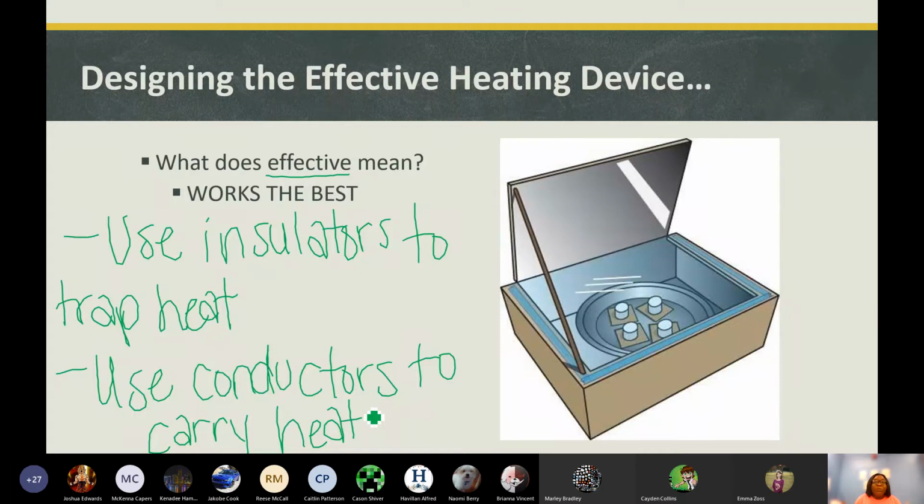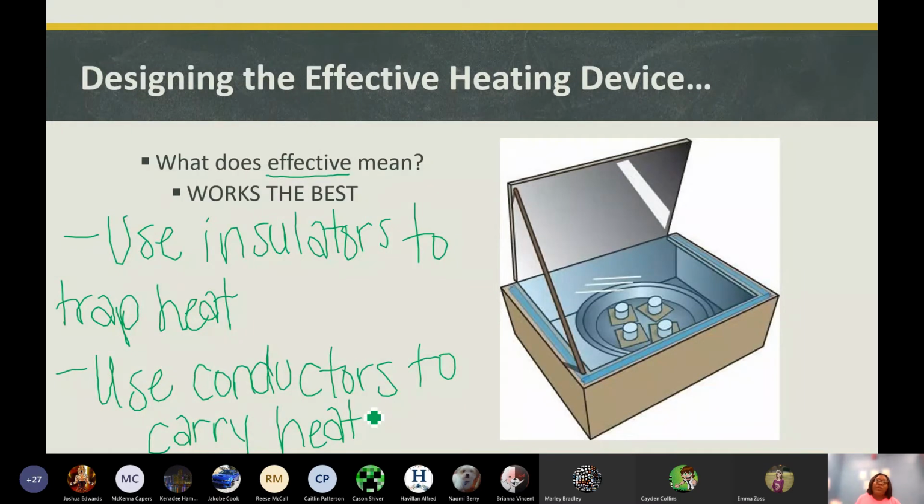Could you put that aluminum in more than one place? Sure. Think about where you put it. A lot of times sixth graders think, oh, if I use a bunch of aluminum, it's going to make it really hot. Maybe. It's more important where you put that aluminum.